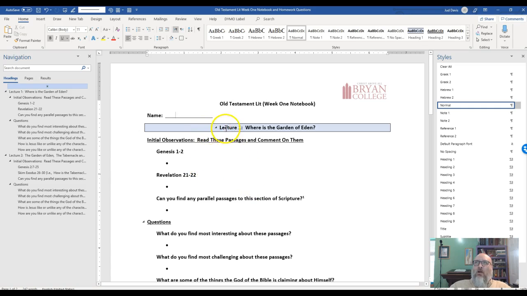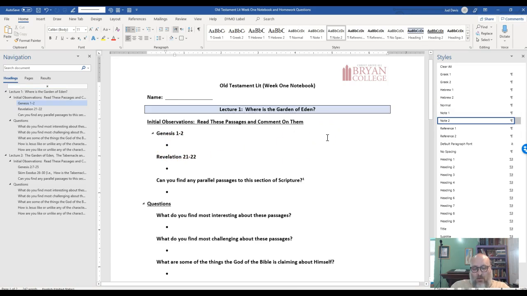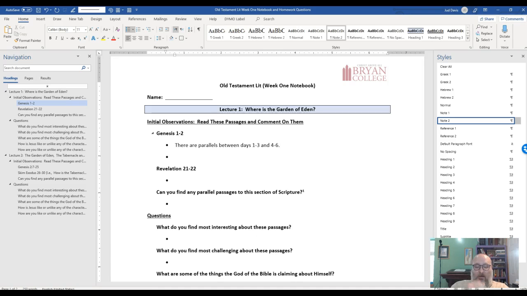So for our Tuesday lecture, we'll do Where's the Garden of Eden? And what I want you to do is each time we'll have you read through some initial part of Scripture. And so I want you to read through Genesis 1 and 2 and then make some observations. There are parallels between days 1 to 3 and 4 to 6. You might find that, or I'm confused about, and you fill it out.